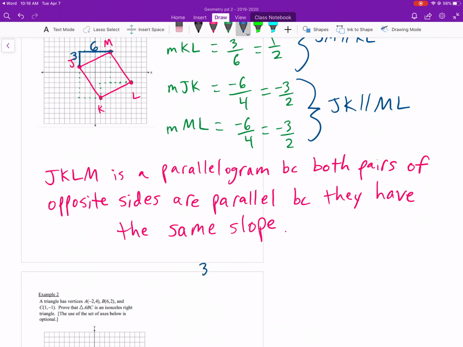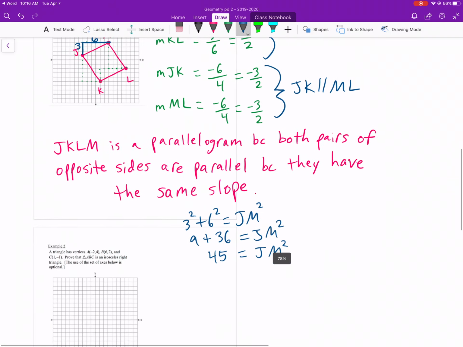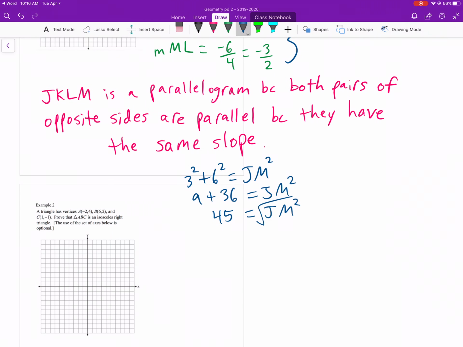That would be 3 squared plus 6 squared is equal to JM squared. This would be 9 and 36 is equal to JM squared. Just simplifying from here, and we would get JM is equal to radical 45. This would be approximately 6 point something.